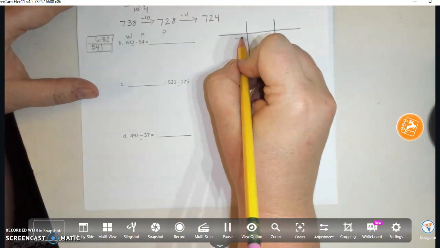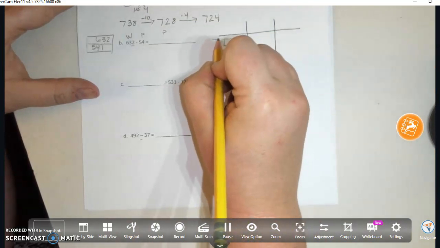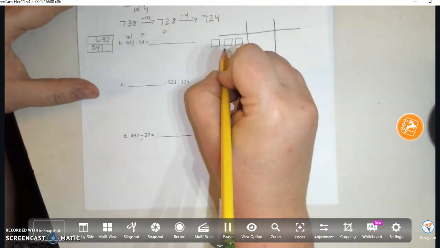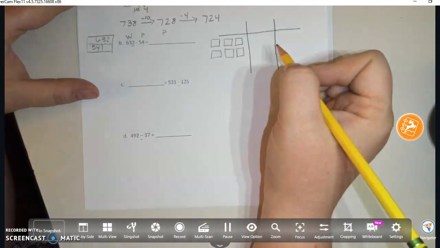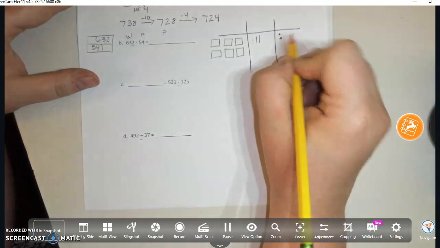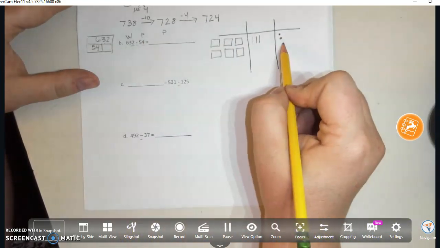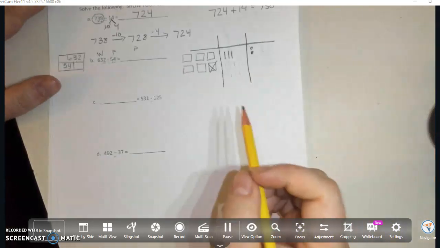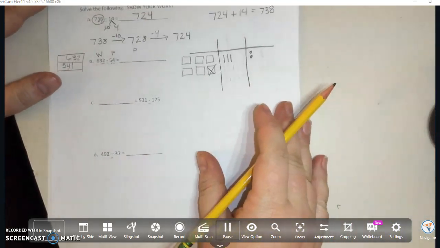I'm going to start with 600. 1, 2, 3, 4, 5, 600. 1, 2, 3 tens and 2 ones. And here I can see right here, I don't have 4 ones and I don't have 5 tens. And so I'm going to have to break and move some items.